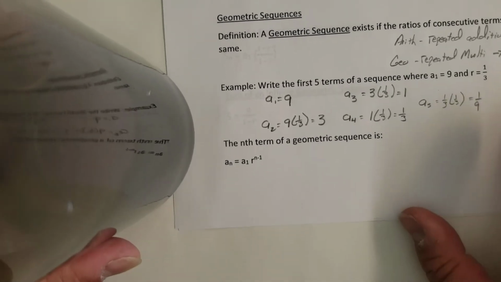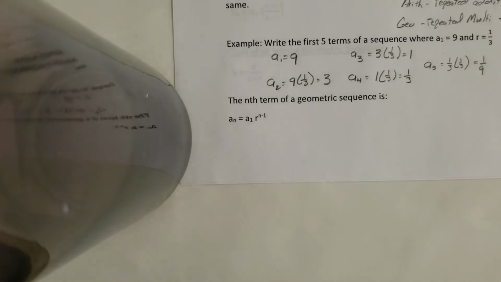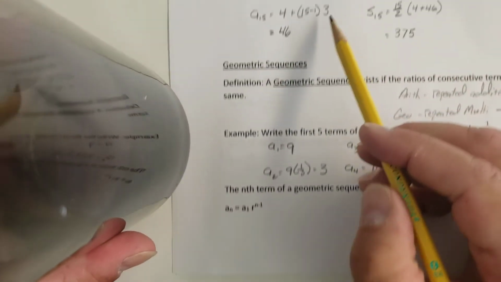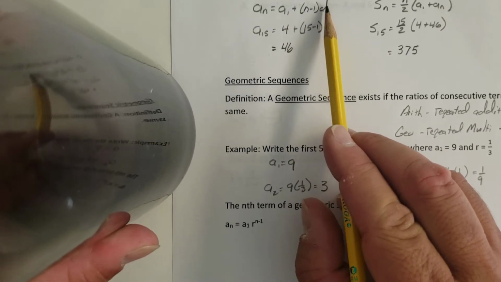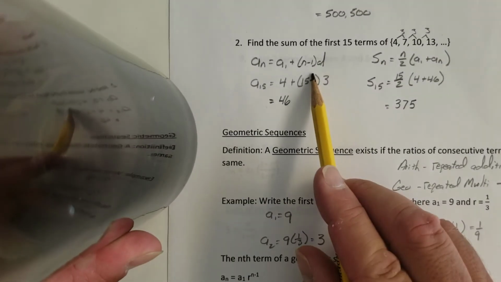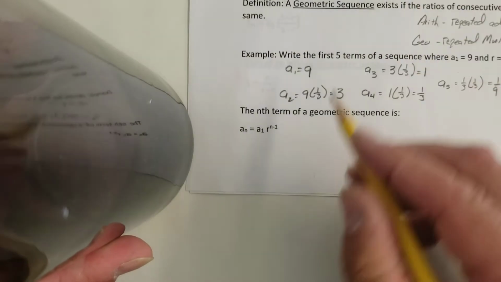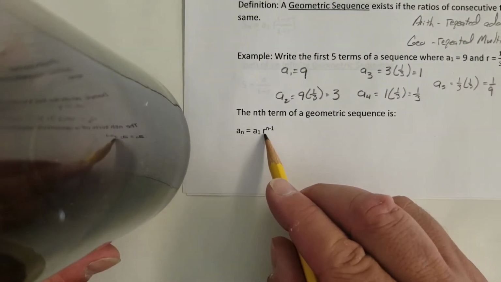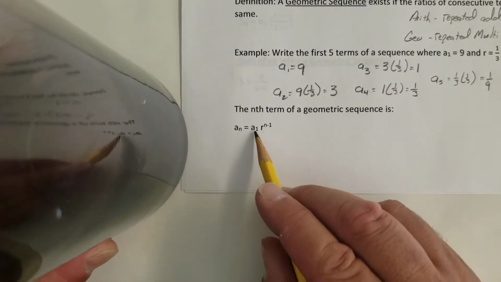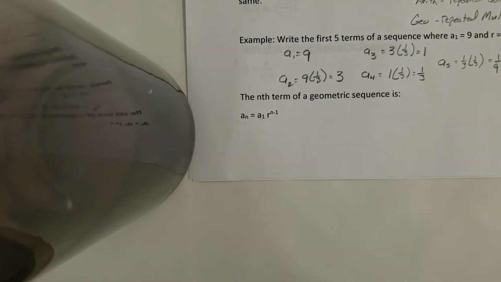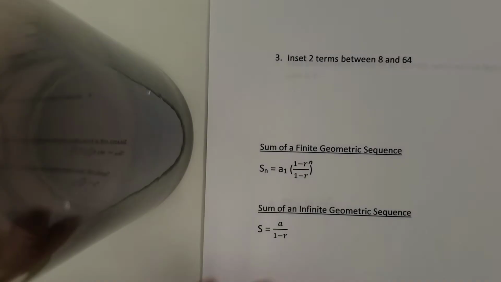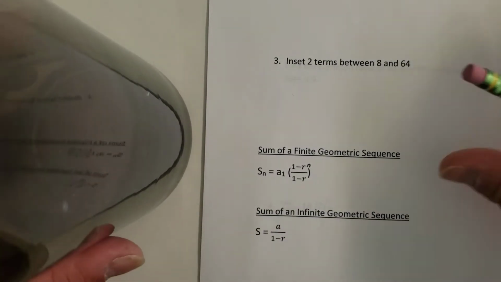Now to find the nth term of a geometric sequence, if you remember what we did with the recursive definition, we did one fewer difference. We're doing the same thing. We're doing one fewer ratio than the number of terms times your first term. Pretty straightforward. The best way to do this is to give you an example.